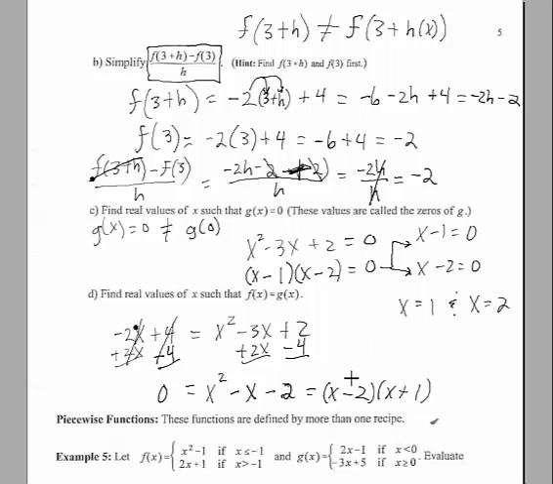And now I would take these and write separate equations. x minus 2 equals 0 and x plus 1 equals 0. One-step equations. If I solve x minus 2 equals 0, I get x equals 2. If I solve x plus 1 equals 0, I would get x equals negative 1. These are not zeros like the last one. These are just the x values such that the outputs of f and g are equal.